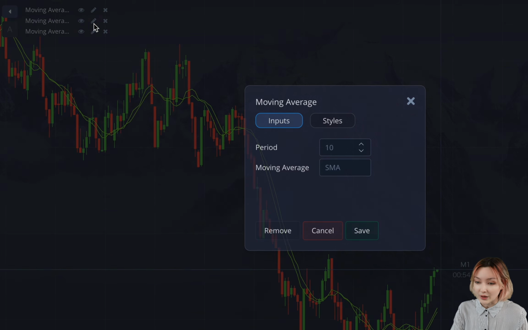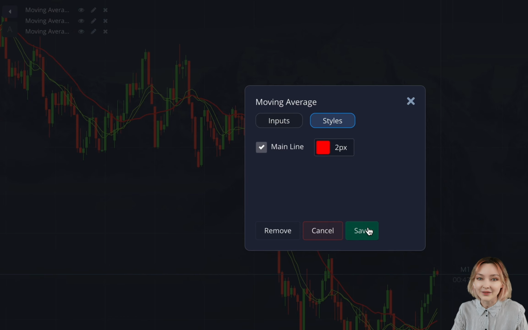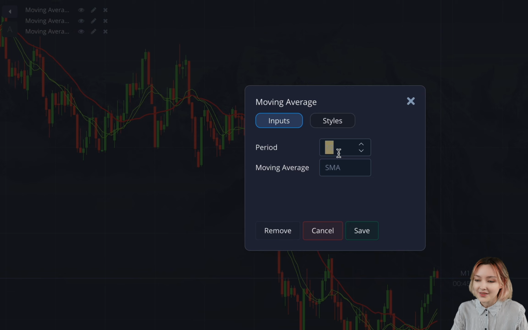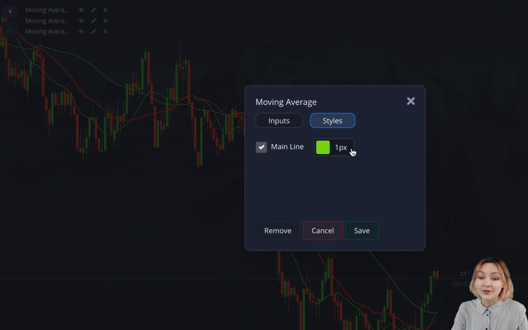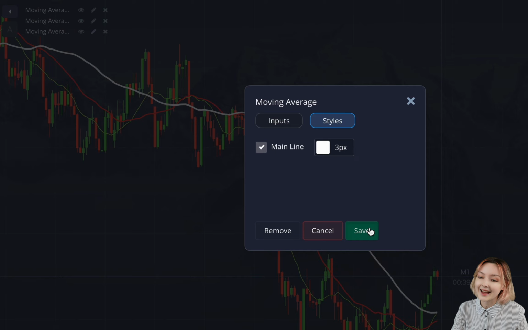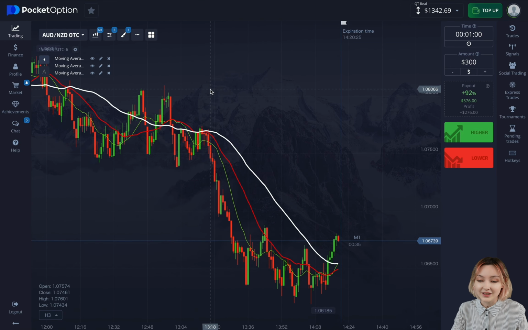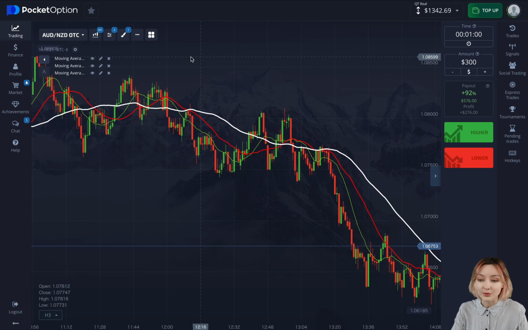This period will be 12, click and save. This period will be 25, choosing a bit of a bolder line, and click and save just as well. And this one is going to be 50, even a thicker line, some other color of your choice, and save. As a result, we've got 3 moving average lines that may occasionally cross.